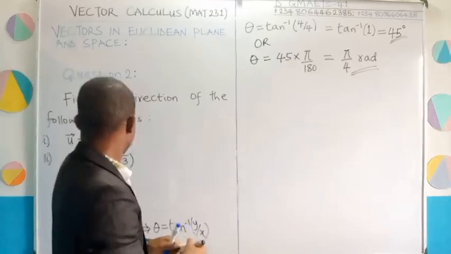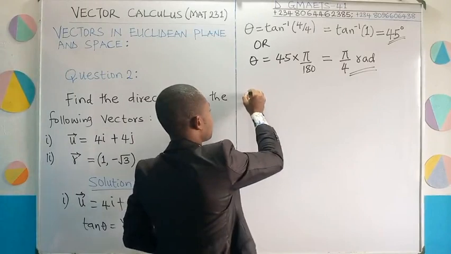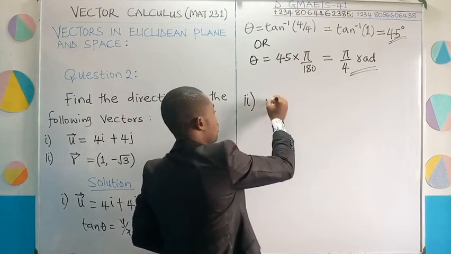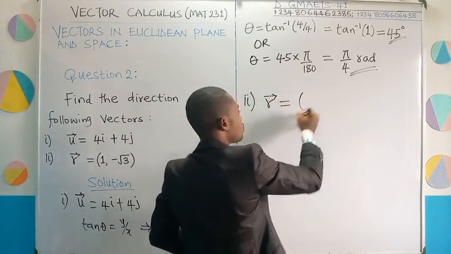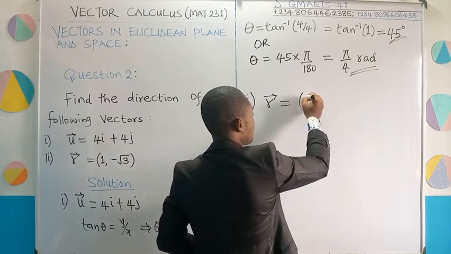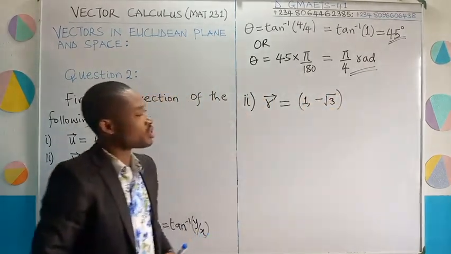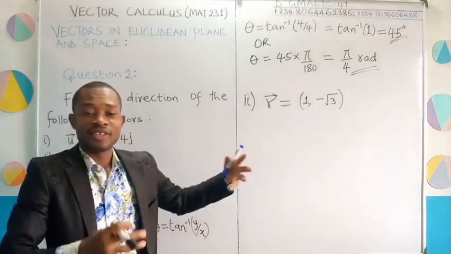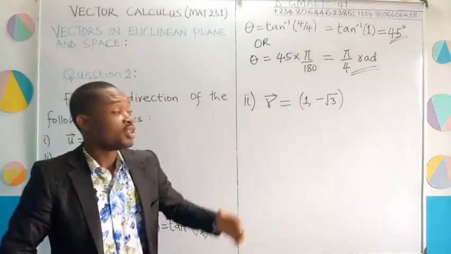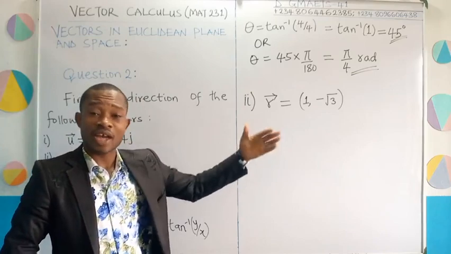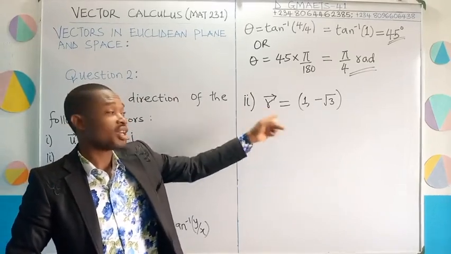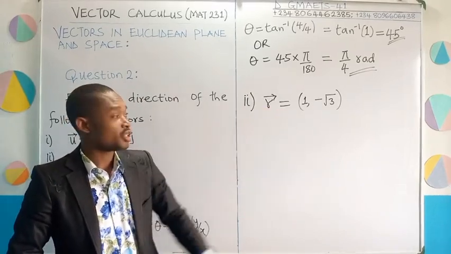Okay. Well, let's move on to the second part of the question, please. The vector given to us, the position vector r, is equal to 1 minus root 3. Again, this is a two-dimensional vector, and of course, you can introduce your direction vectors, the unit vectors i and j, to this. If you do that, you're going to get i minus root 3 j.